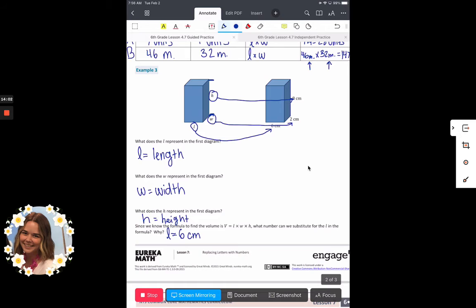this rectangular prism and laid it on its side, the height would now be 6 centimeters. Or if we laid it on a different side, the height might be 2 centimeters. So it also depends on the position of the shape. So we can kind of interchange those 3 measurements.